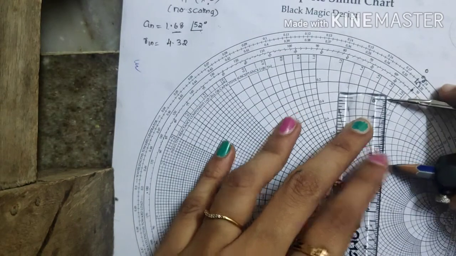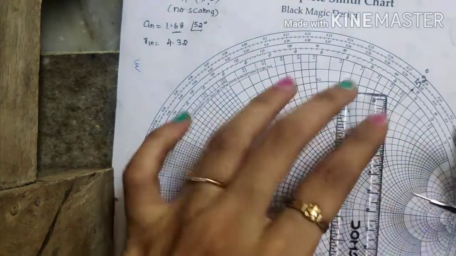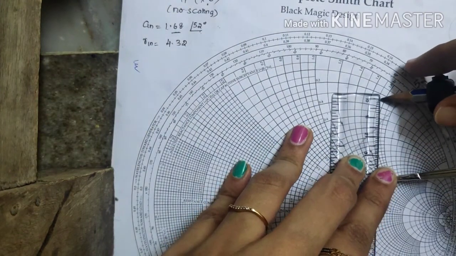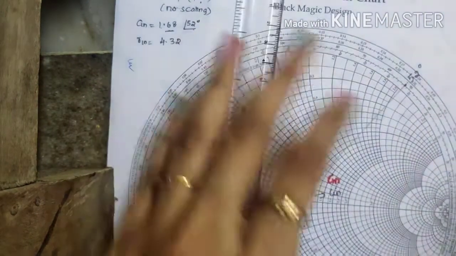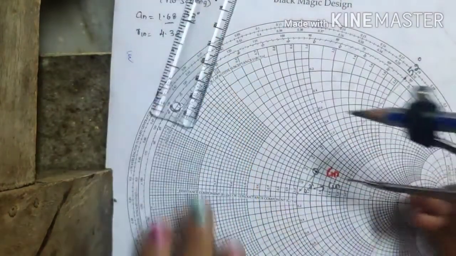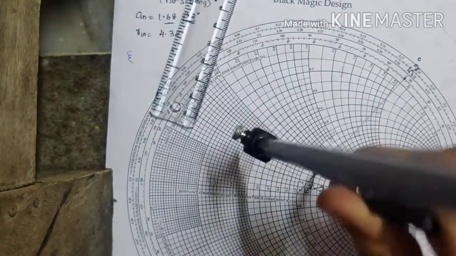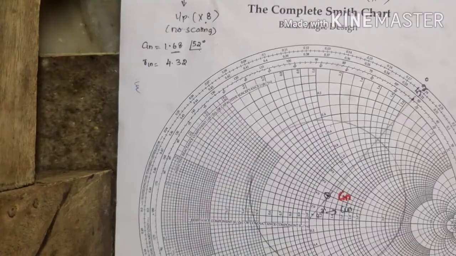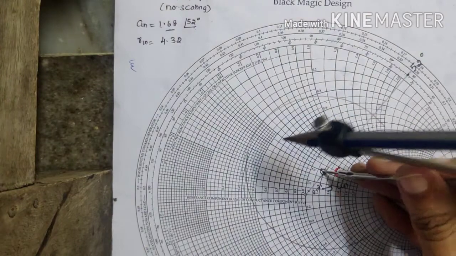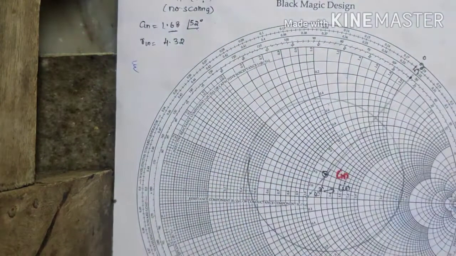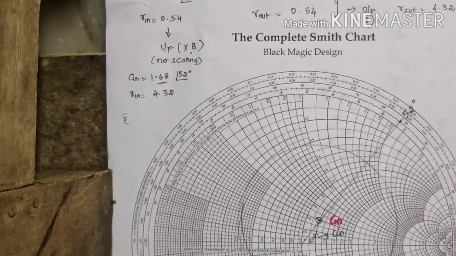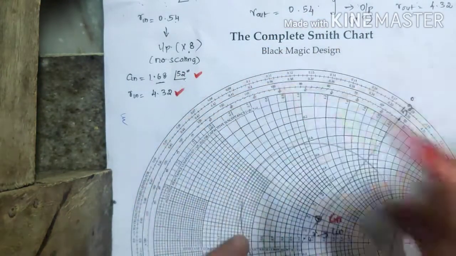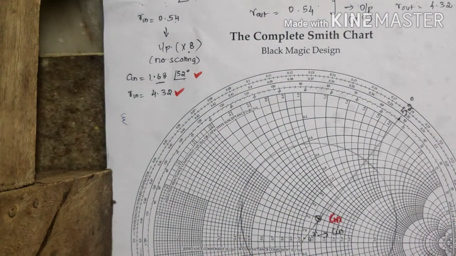Now measure 4.32 using your compass. So it is 4.32, 4.1, 4.2, 4.3. So measure the value of 4.32. Now keep the compass at this center point and draw a circle. Fine. So having this as the center, now I have drawn the input stability circle. So this part is over. We have marked the center point C in. Having that as a center, I have drawn the input stability circle of radius 4.32.